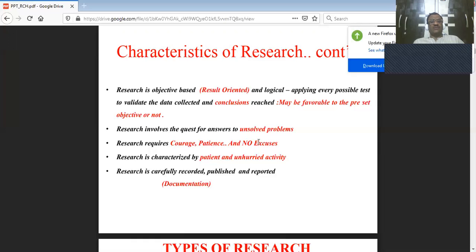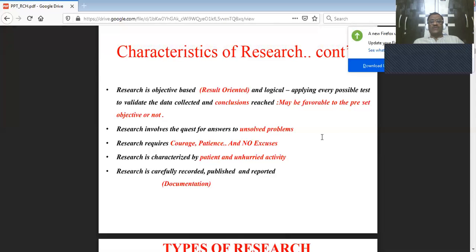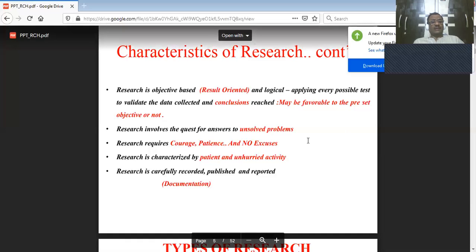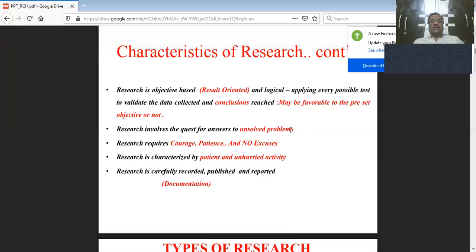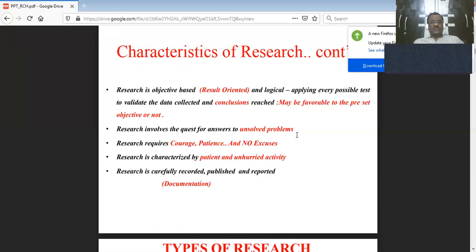Now, research involves the quest for answers to unsolved problems, partially addressed problems, little solved problems, or problems yet to be solved. All these kinds of problems require the research mindset.